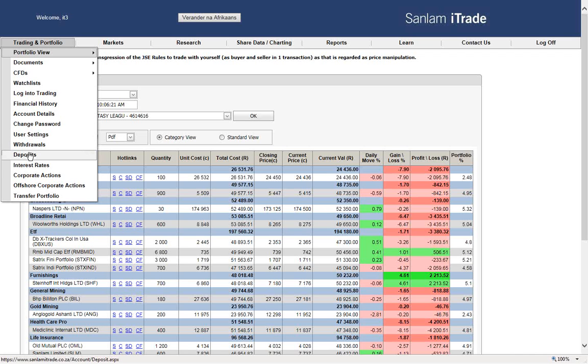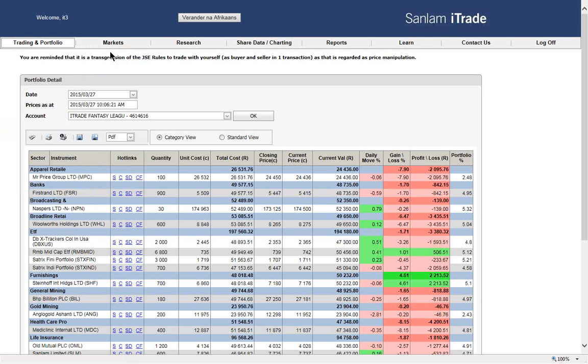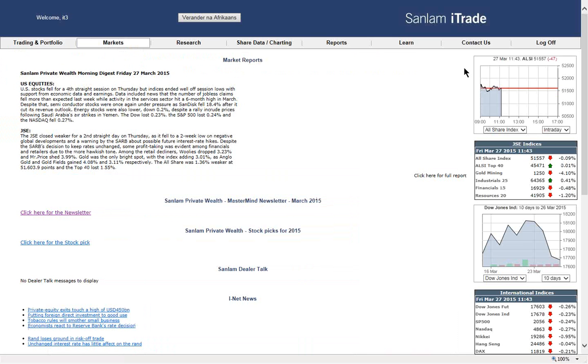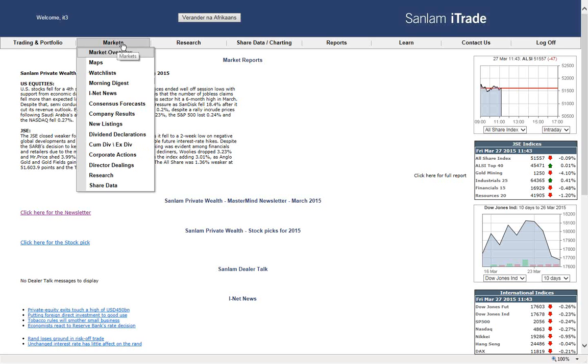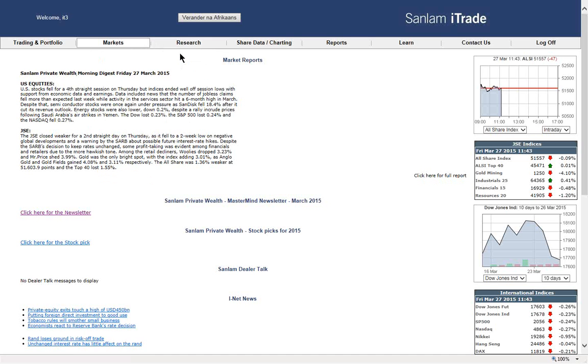If you want to withdraw money, what you do to deposit money, the interest rates that we pay on cash, credit on the accounts, all that information is there. We've also got the market overview pages on the website, which will show you basically the same little graphs that we have on the landing page, the morning digest, etc. Then there's the research pages where you can access the research.